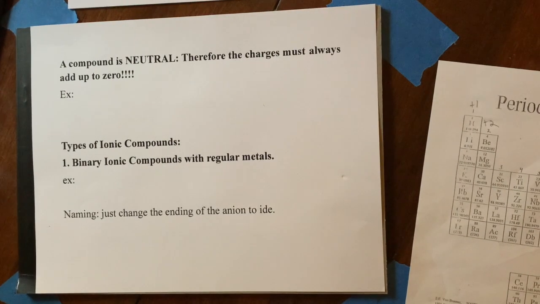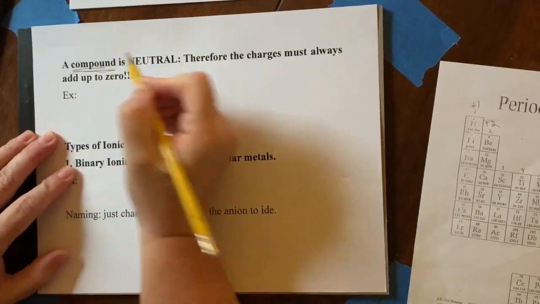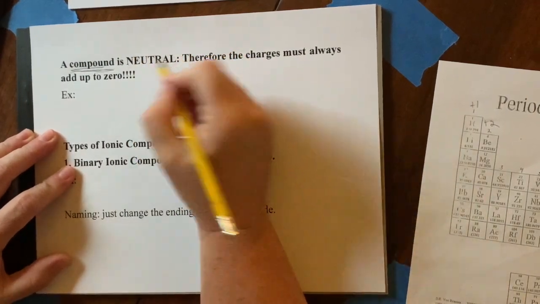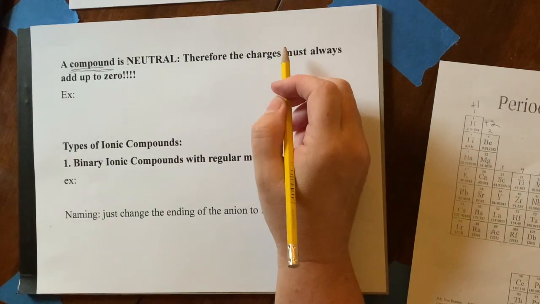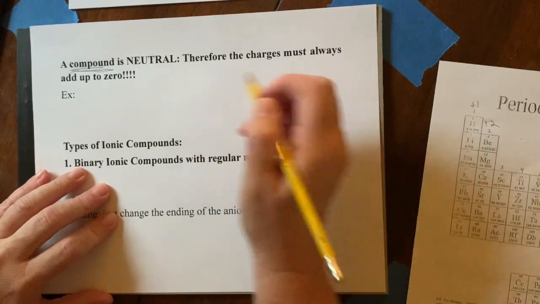All right, anytime we use the word compound, we know that that substance is neutral. And what I mean by neutral is electrically neutral. So the charges must always add up to 0. All right, so let's talk about what that means.